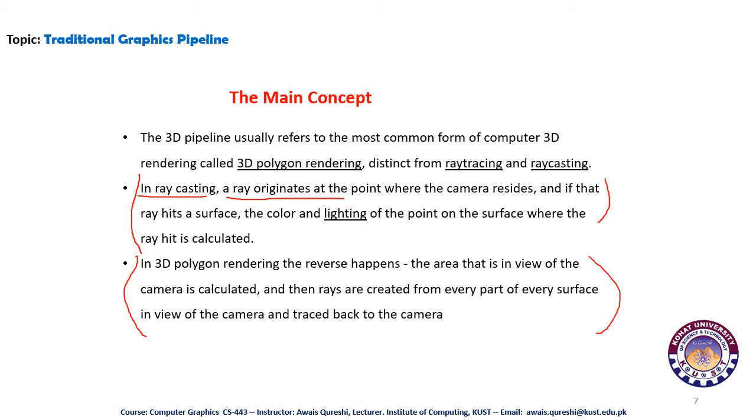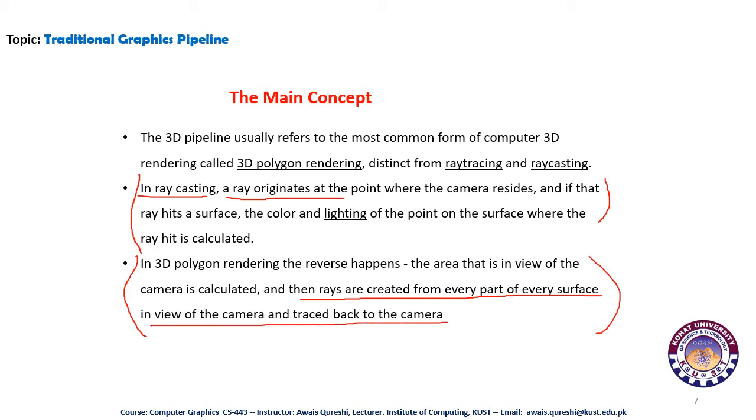In this process, first a ray originates at the point where the camera resides, and if that ray hits a surface, the color and lighting of the point on the surface where the ray hit is calculated. This is the process in raycasting. And what is the inverse? The inverse is that the area in the view of the camera is calculated first, and then the rays are created from every part of every surface in the view of the camera and traced back to the camera.